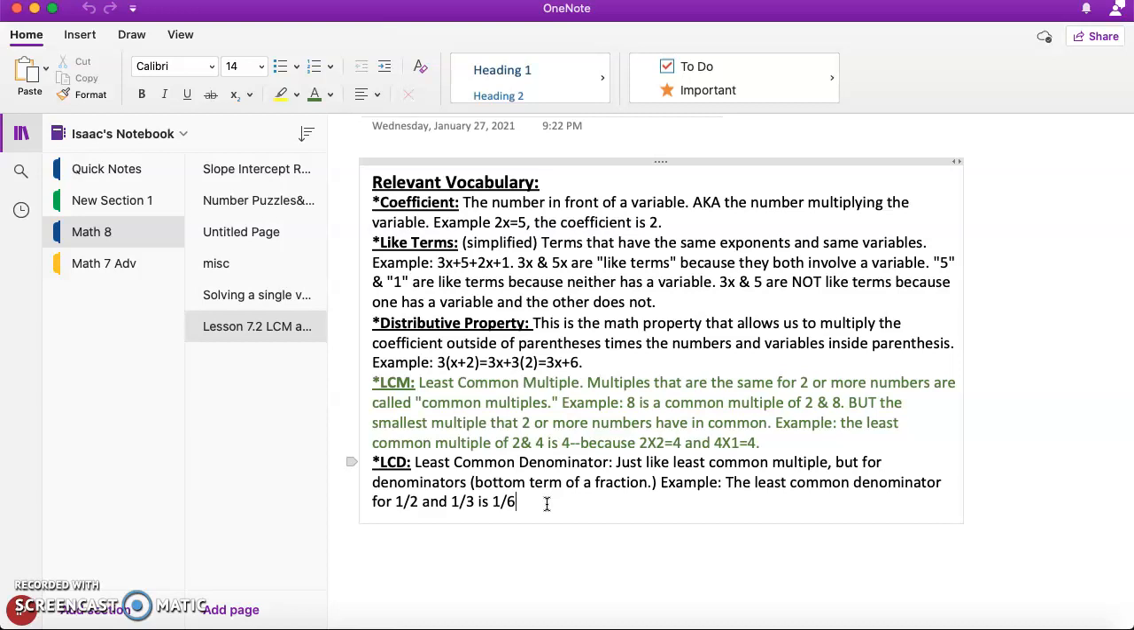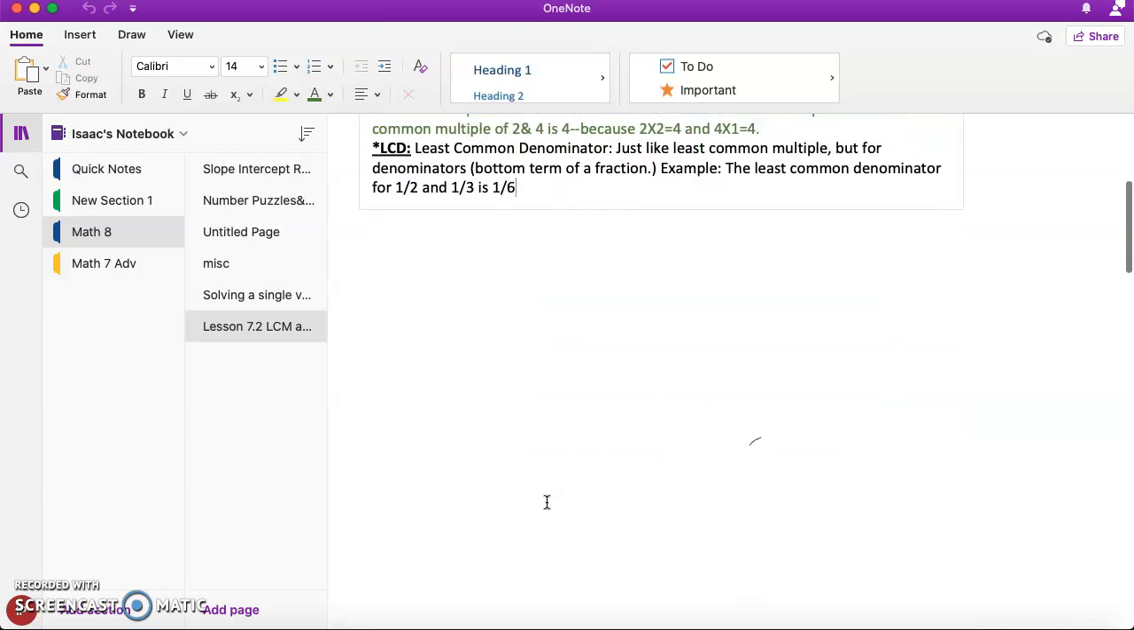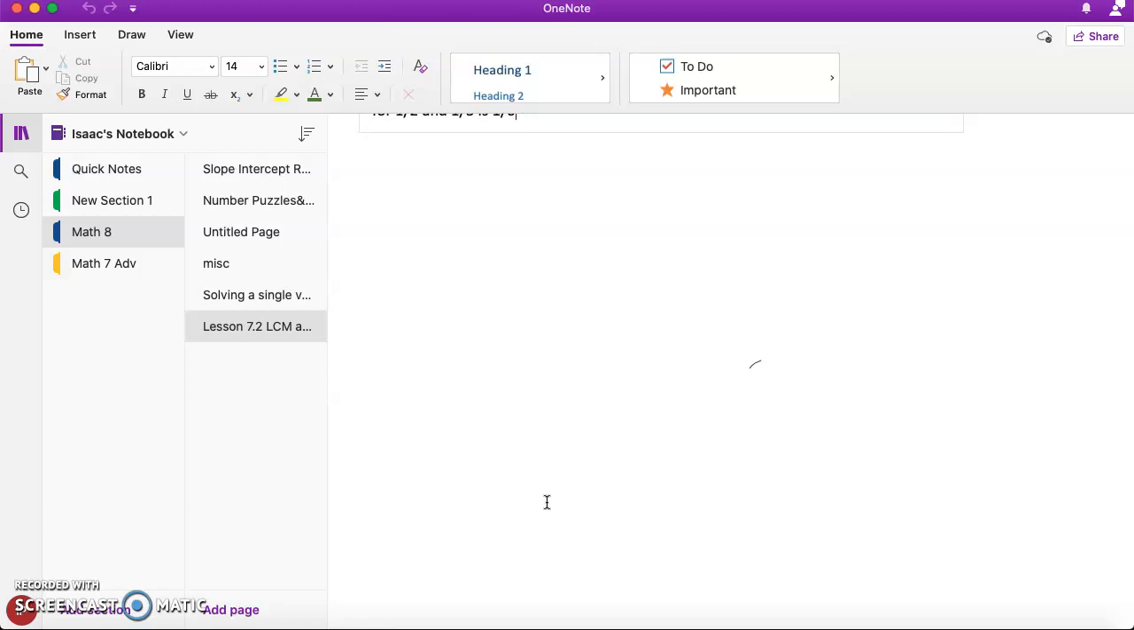Now let's see a little bit of how we're going to use this in terms of our work today. For our first example, this is going to be an example of ones we've done before, so I'm going to write it in green, meaning you don't have to include it in your notes. Let's say we've got this equation in front of us. We've got 2x plus 1 equals 4x minus 5.